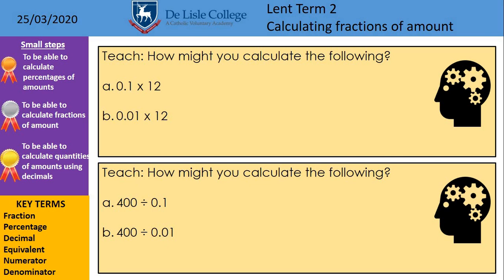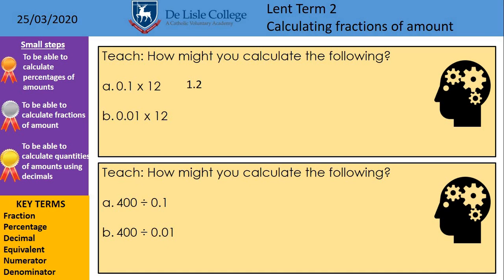How might we calculate the following? So how might we calculate 0.1 multiplied by 12? Well, 0.1 we know is the same as 1/10, and 1/10 multiplied by 12 is the same as working out what 1/10 of 12 is: 1.2. We could have also done this by calculating 1 multiplied by 12, which is 12, and then dividing by 10.